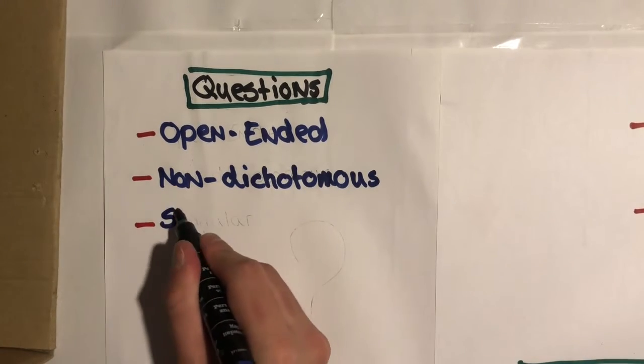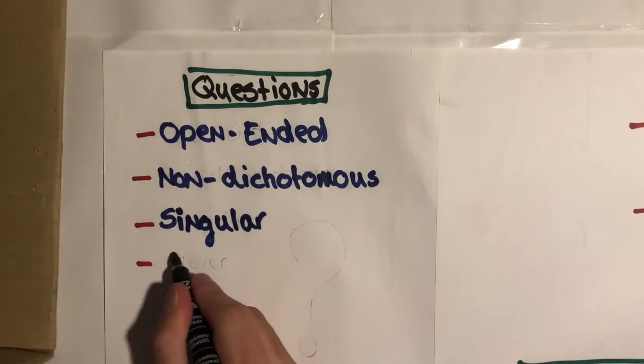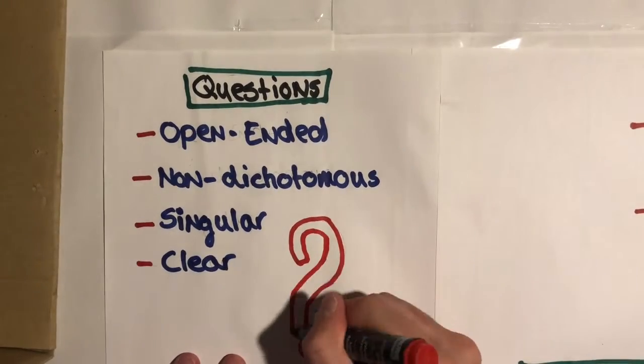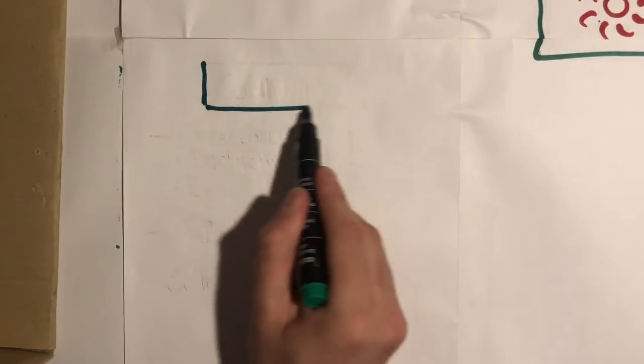The question needs to be specific, meaning that there is one question per question. This makes it clear for the interviewee what needs to be answered. And the question needs to be clear so that the answer leads to a clear understanding of the interviewee's opinion or feeling about the subject.